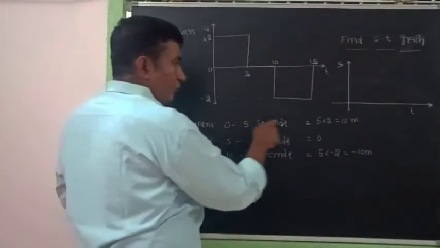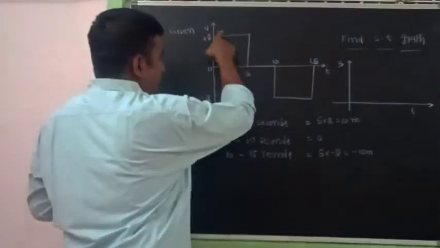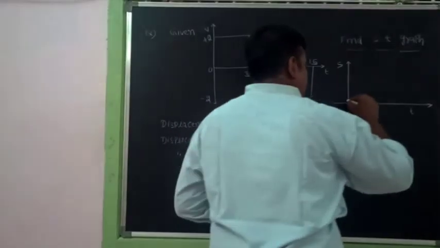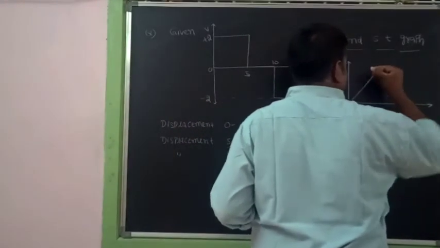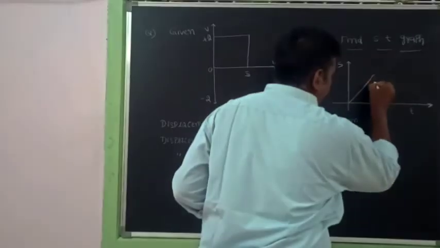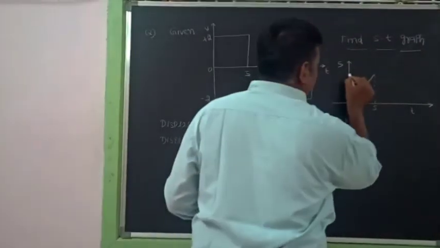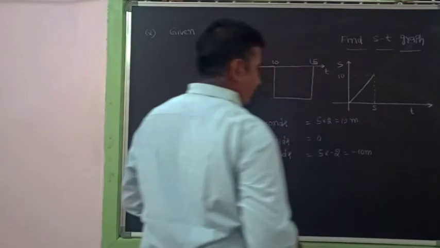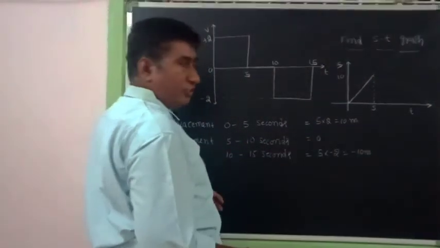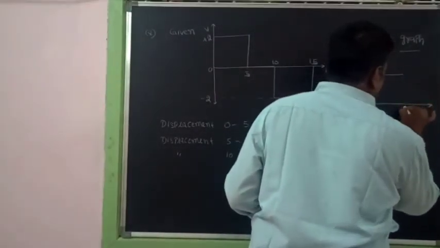From 0 to 5 seconds, how will it be? 10 meters. Then what about its velocity? Its velocity is constant, that is uniform. So from 0 to 10 meters it travels in 5 seconds. So this value will be 10. Next, from 5 to 10 seconds, displacement is equal to 0. It does not change its position. So it will stay flat like this up to 10.